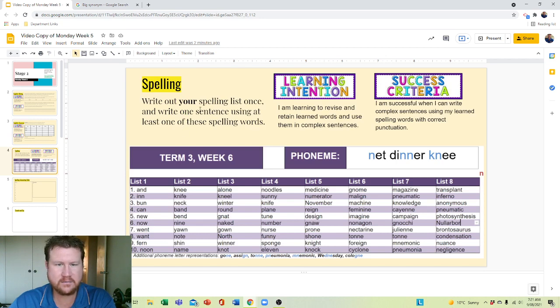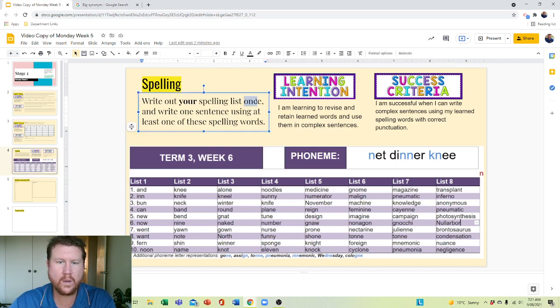Spelling list. Write your spelling lists out once and write one sentence. This instruction changes every day. The numbers here go up. The amount you need to write goes up. We need you to read instructions now.